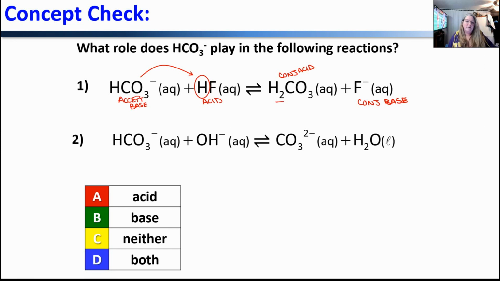Okay, so what is it in this reaction? Is it acid, base, both, neither, can't tell? What do you think? Okay, so let's see. HCO3 minus, I have a hydrogen here and nothing here. So I am giving up a hydrogen, so I'm a proton donor. I am an acid on this side, and this is its conjugate base.